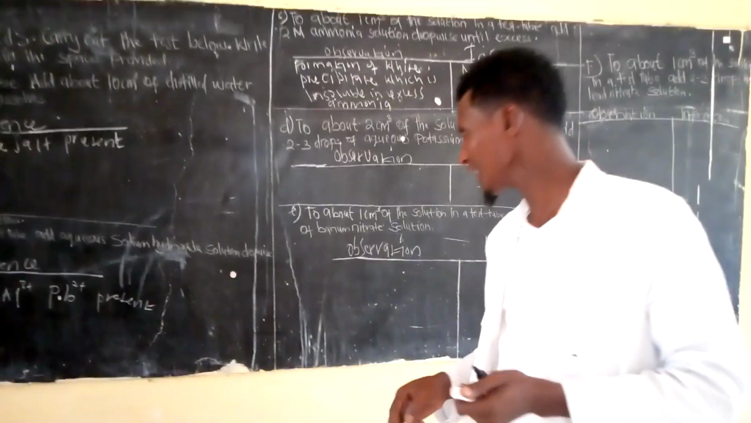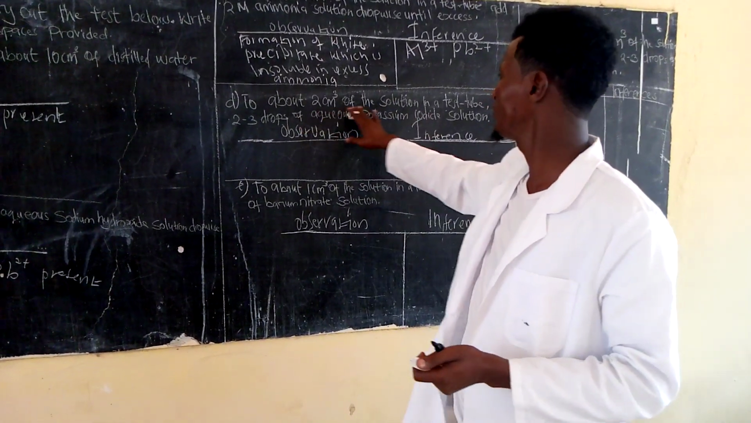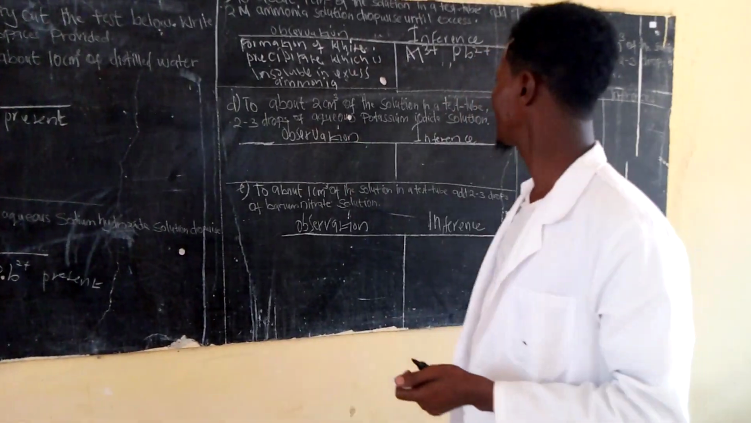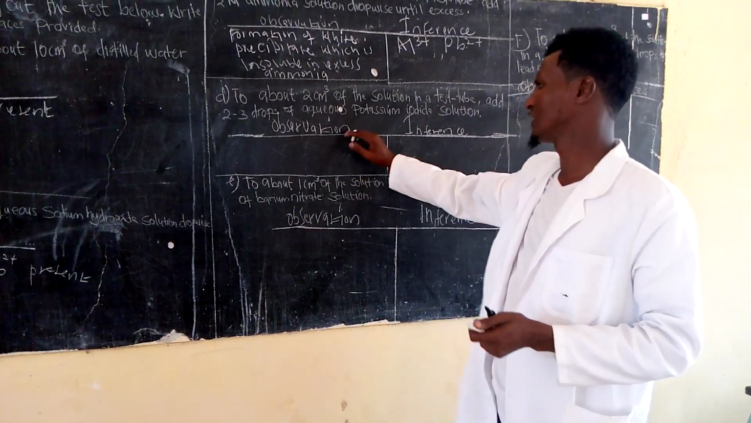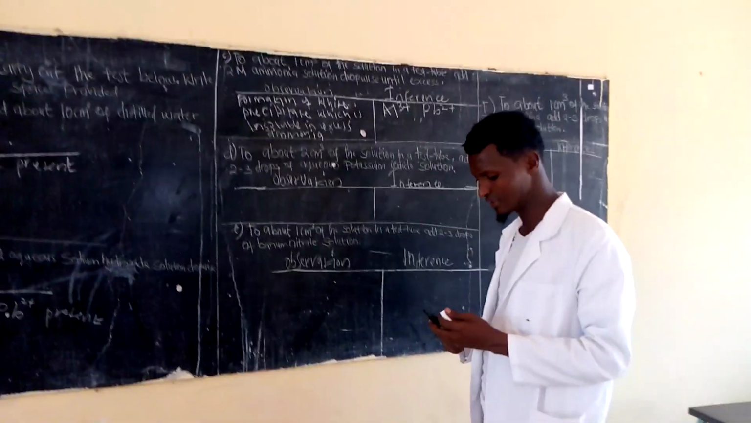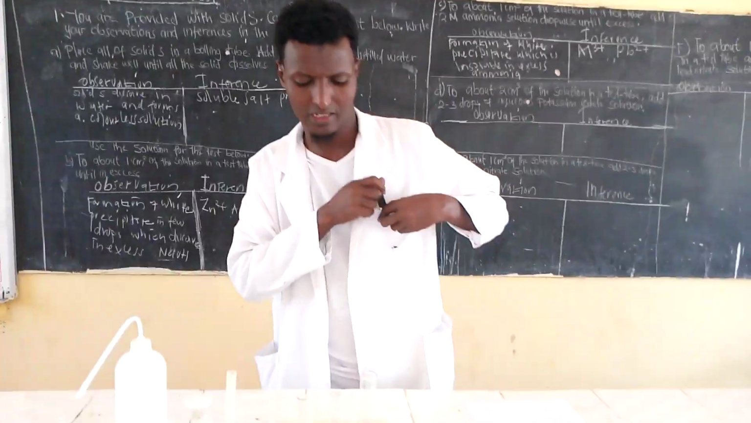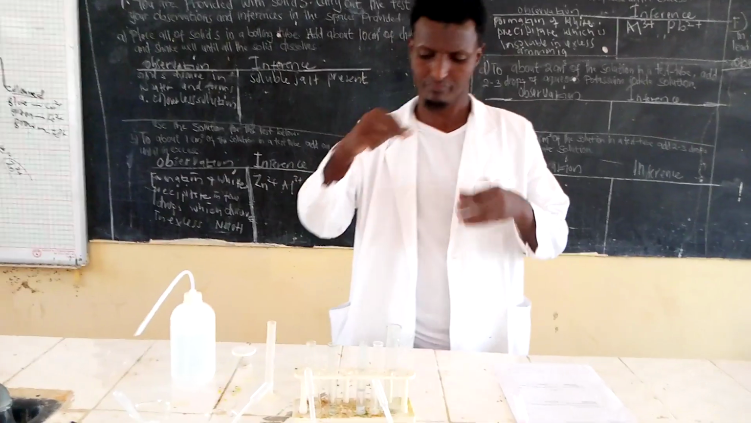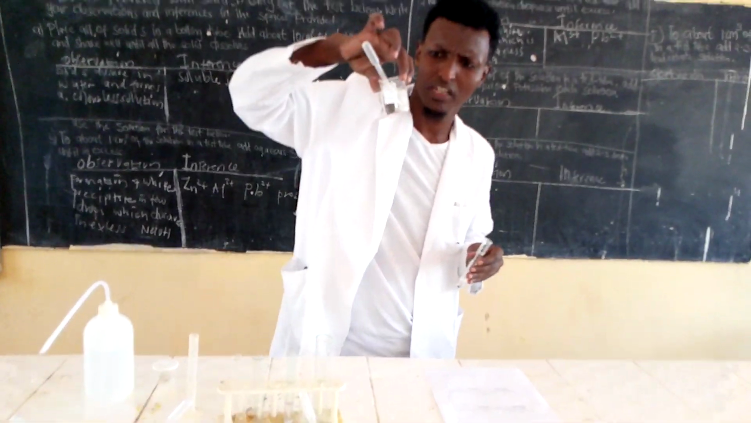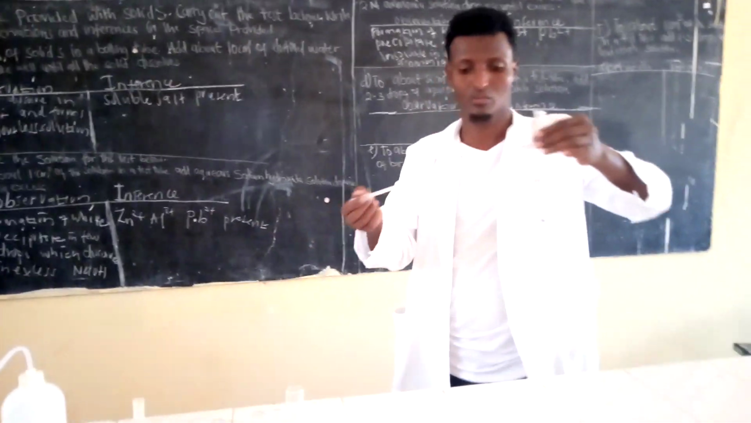Good. Let's go to about 2 centimeter of the solution in the test tube. Add 2 to 3 drops of the aqueous potassium iodide solution. Potassium iodide solution, 2 to 3 drops. So what happens, students? Let's do that. This is the potassium iodide we are going to add.